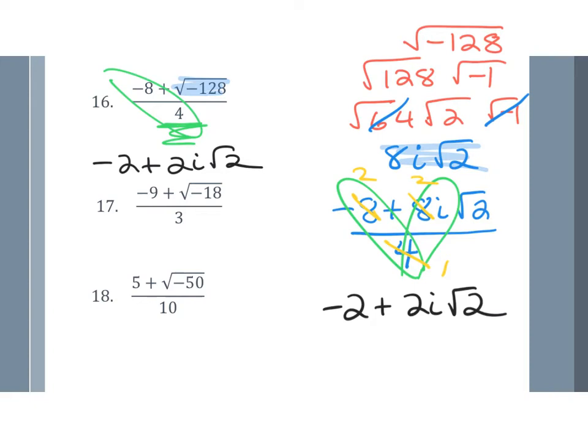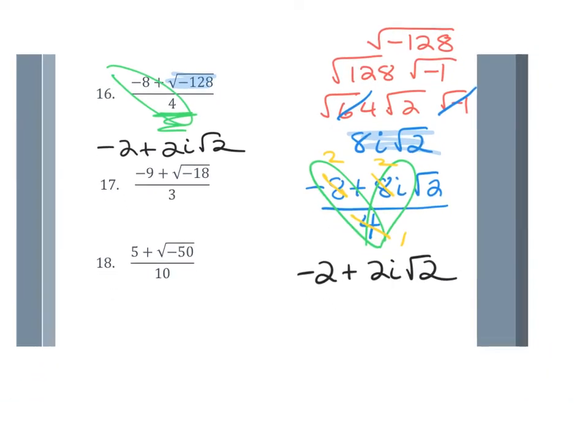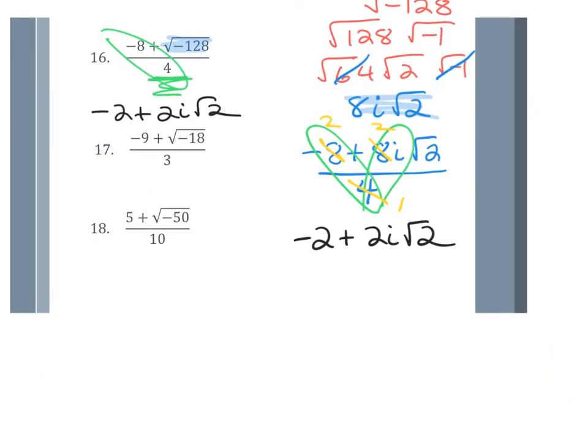Same thing on the next one. I'm going to break down the -18 first, then I'll put back what I've got, and then I'll try to reduce. So again, let's break down the -18. First make it +18, then -1. The 18 I can factor into 9 times 2.